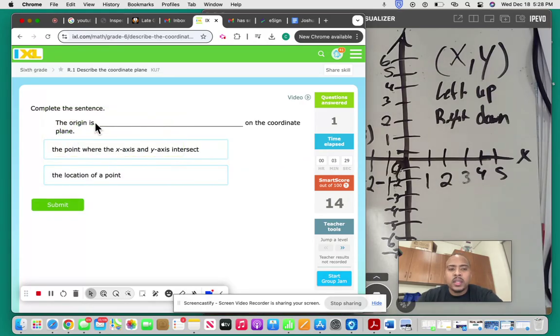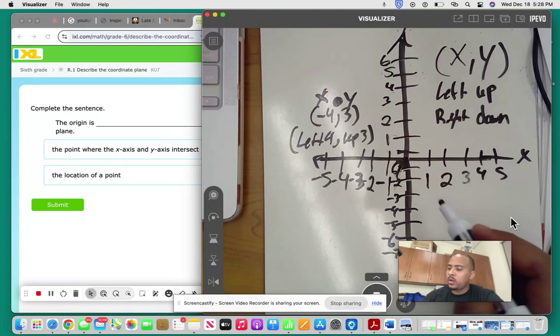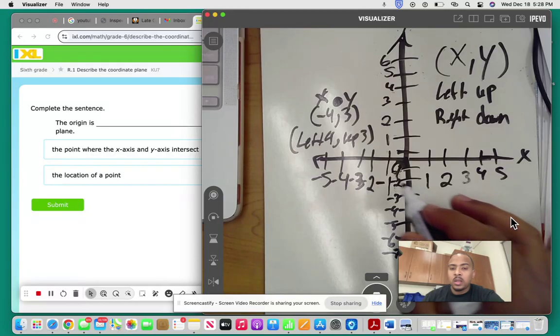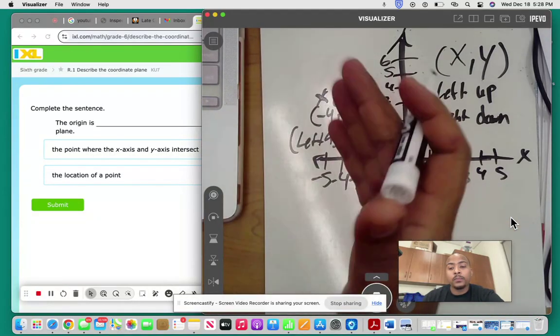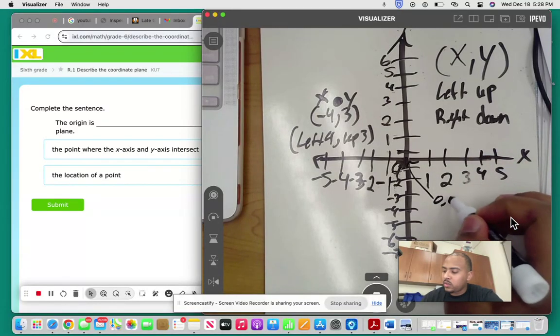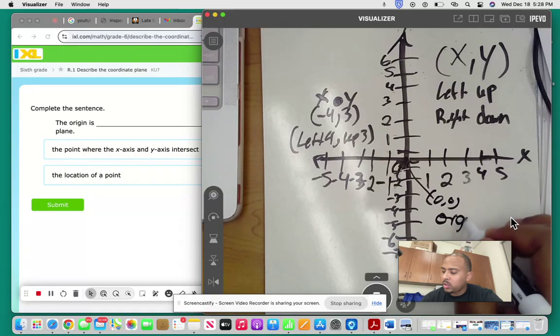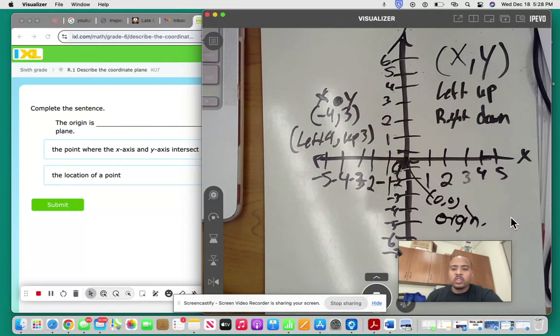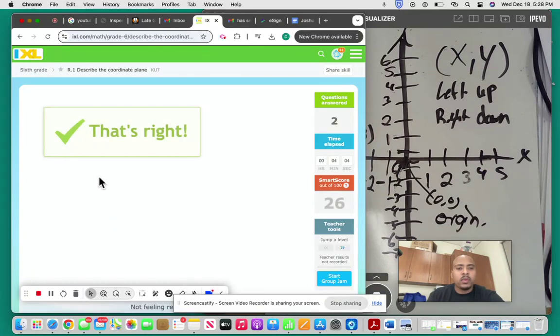The origin is blank on the coordinate plane. The point where the x and y axis intersect, or the location of a point. Come on now. Where do the x and the y axis intersect? Well, where do you always start at? 0, right? So it would be right here. This is the 0 point, and this is called the origin. Origin is where do you start at, where do you come from? All right, so that is where they intersect at. That would be that, right?